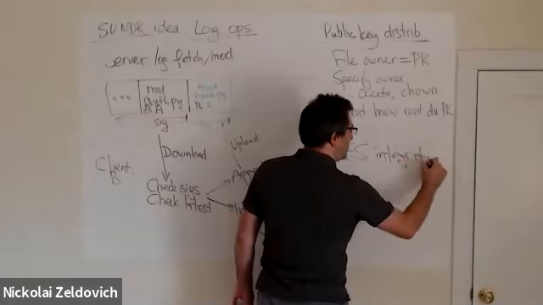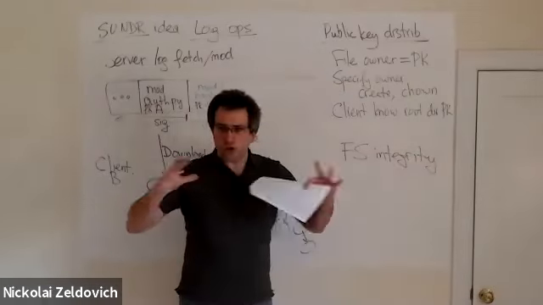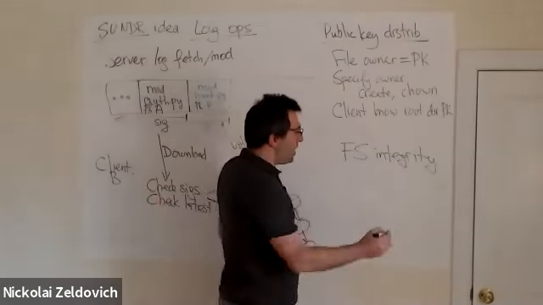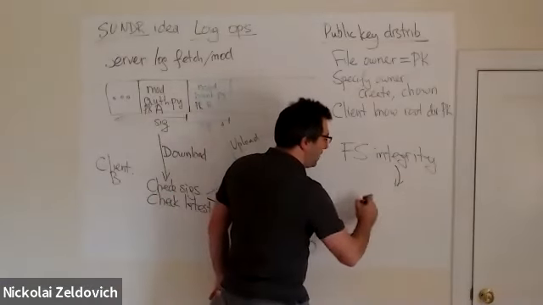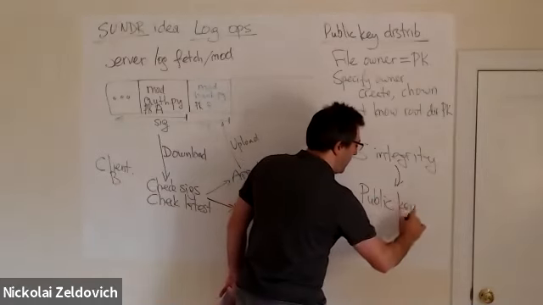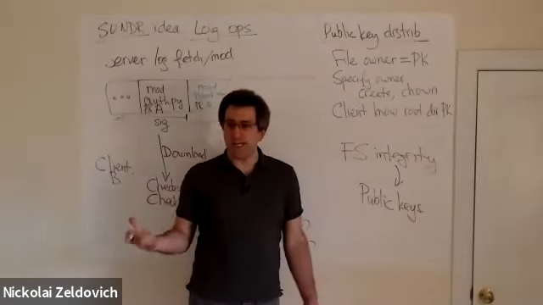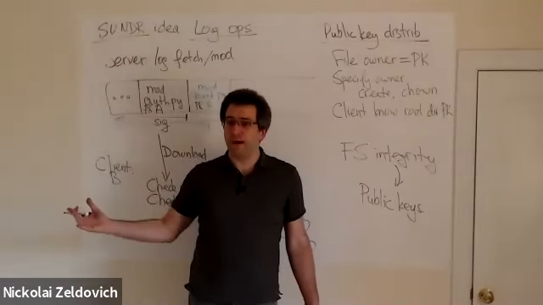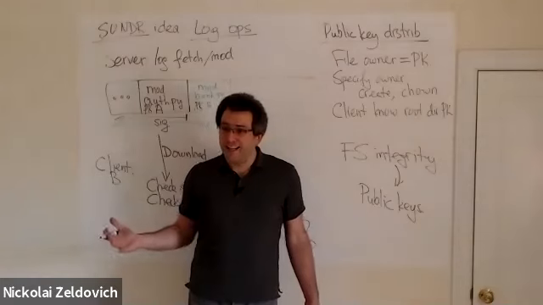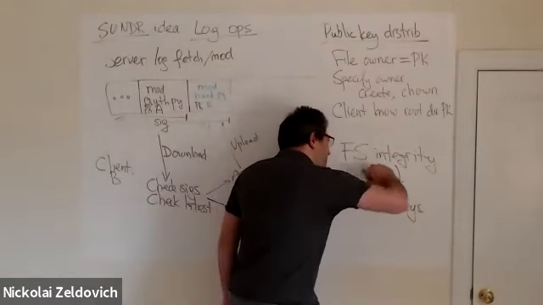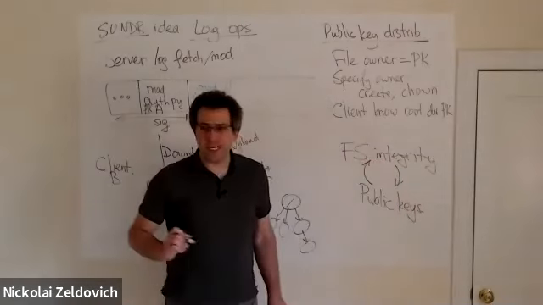So at every point, the structure of the file system is completely intact. We know what's going on. And this allows us to derive the public keys by basically saying the file system itself tells us what public key to use for any given file. It's the owner of the file. And here's the cool thing, that in turn sort of allows us to maintain future file system integrity.